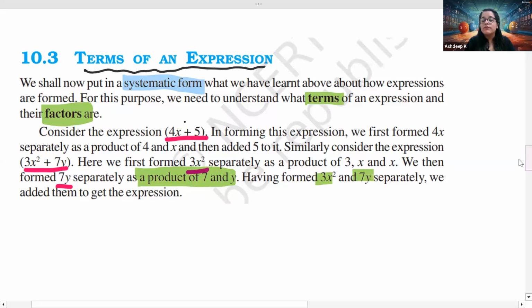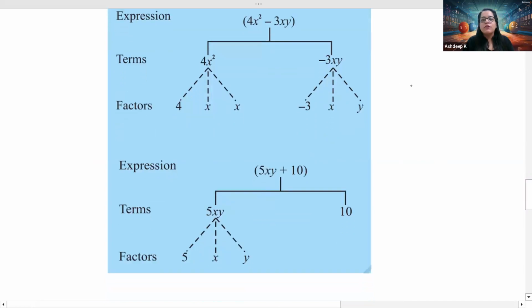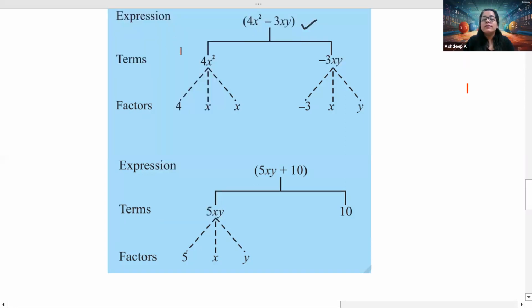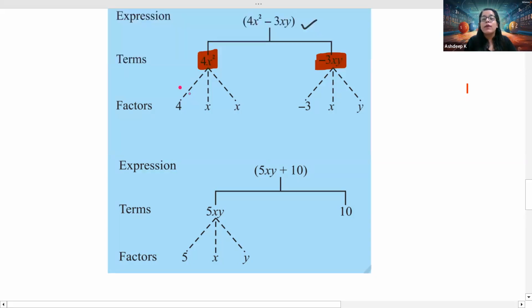Let me help you with this with the factor tree. Okay, let's understand more about it. Now, simply seeing this factor tree, first of all, we have an example over here, that is 4x square minus 3xy. To understand more about it, if we see, 4x square is separate and then minus 3xy is separate. Now, if I talk about 4x square, it is a term. On the other hand, minus 3xy is another term. But again, if we discuss both of them individually, we can see that 4x square is formed from the product of 4, x and x, right? So now when we further divide it individually, we call them their factors.